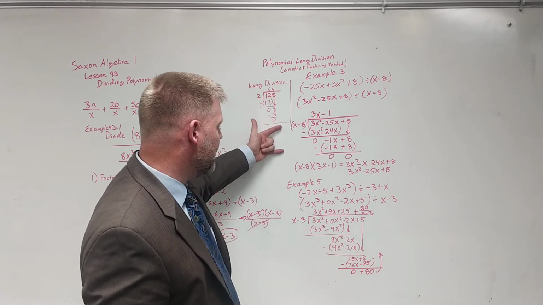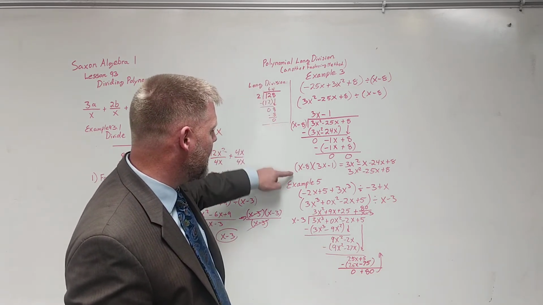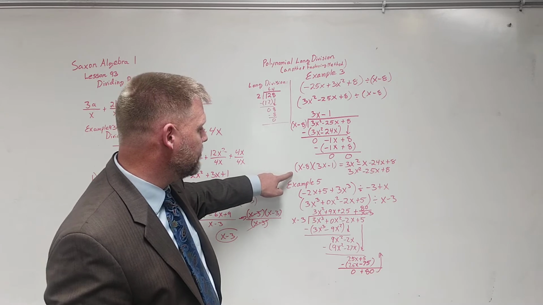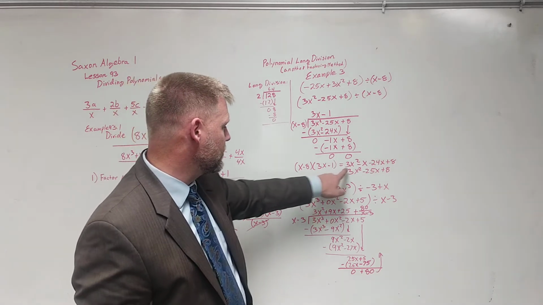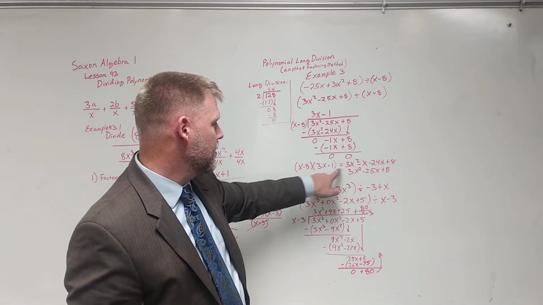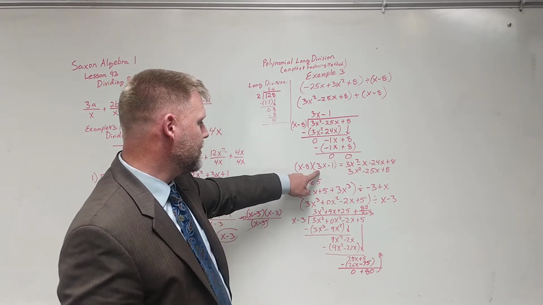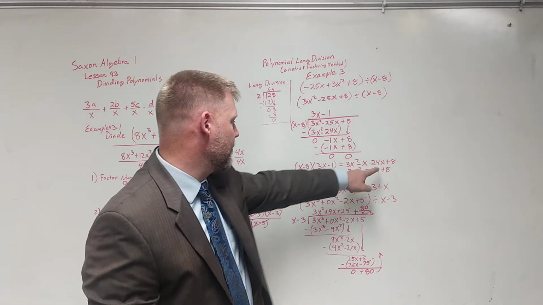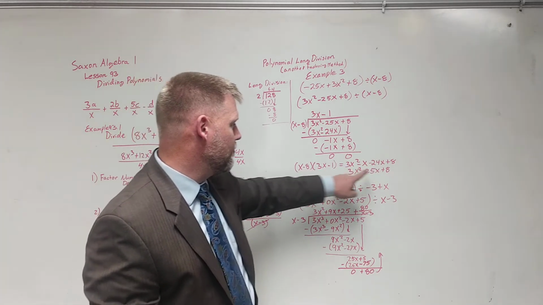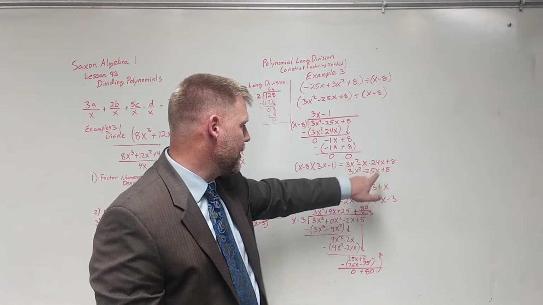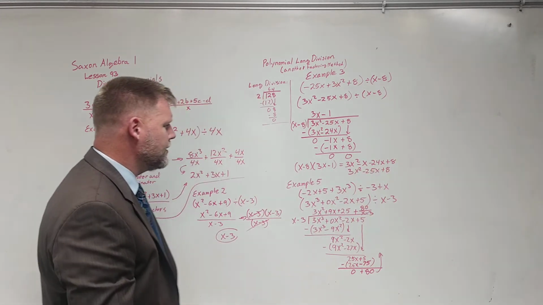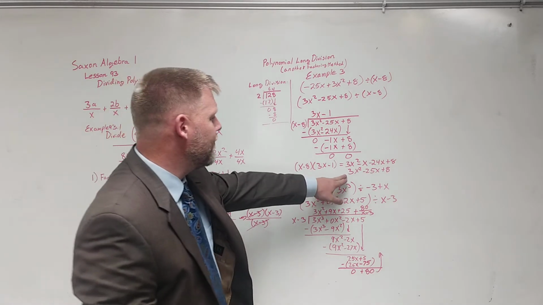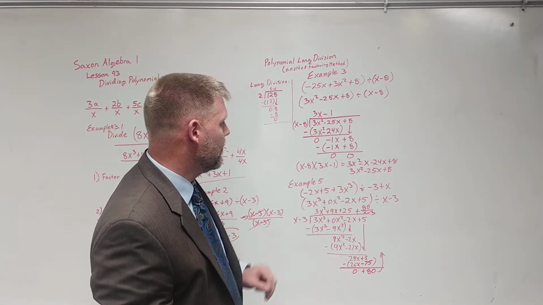It happens to work. And if I go ahead and plug this back in and say x minus 8 times 3x minus 1, I would say x times x, 3x squared. X times negative 1, right, negative 1x. Negative 8 times 3x, negative 24x. Negative 8 times a negative 1 is a positive 8. Combine my like terms, you get a negative 25x in the middle. So 3x squared minus 25x plus 8, and that's what I started with.